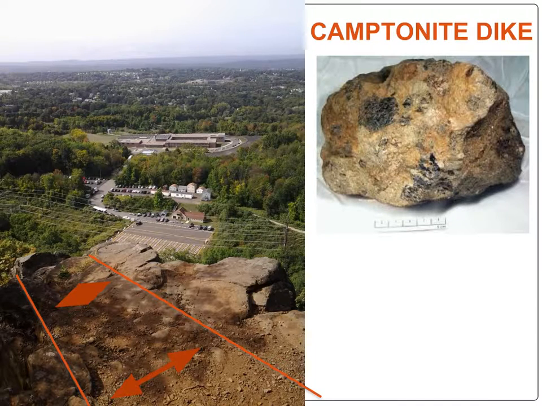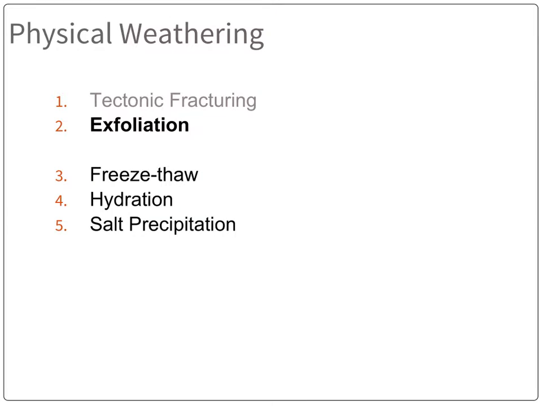Let me skip over this, but we were talking about this dike that's going through in terms of this camptonite. Okay. Tectonic fracturing, it's a large landscape kind of process. It's not by itself going to make little bitty pieces of sediment. It's going to take big pieces, break them, expose surfaces. But it's these other things that are going to be more responsible for producing the finer sediments that we're going to be talking about.